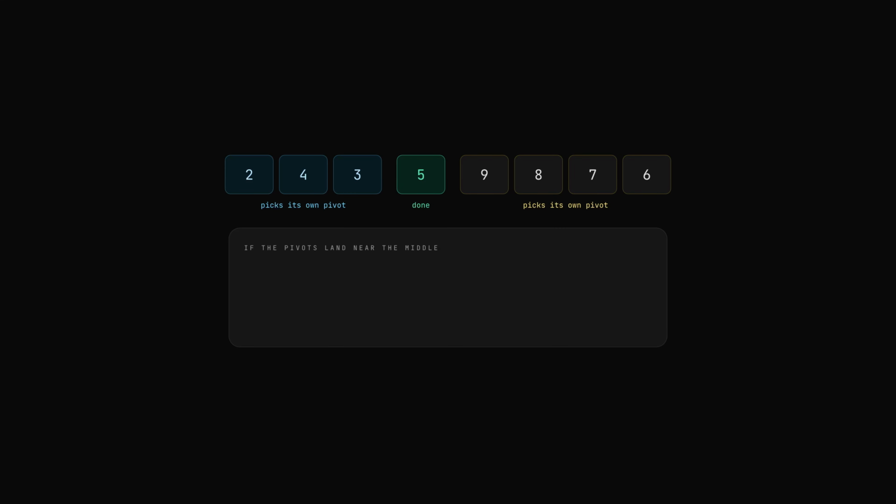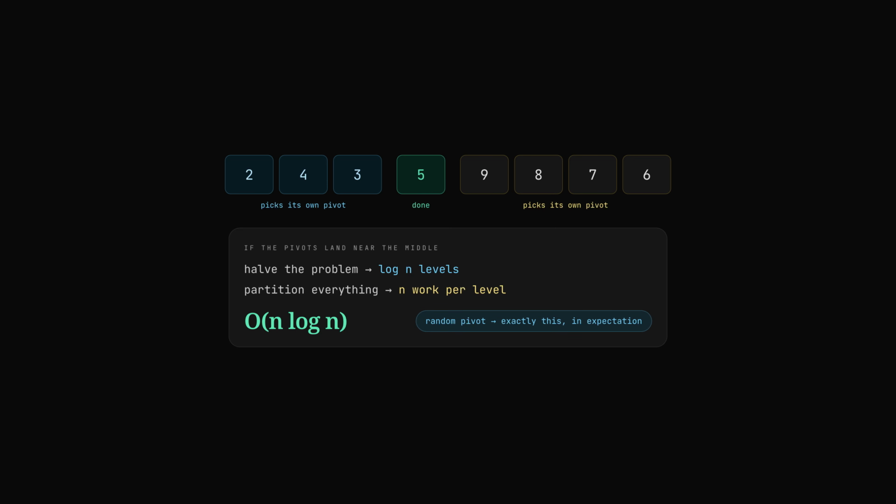If the pivots land near the middle, the arithmetic is merge sort's all over again. Halve the problem, log n levels. Order n partition work per level. Order n log n. A random pivot delivers exactly that in expectation.